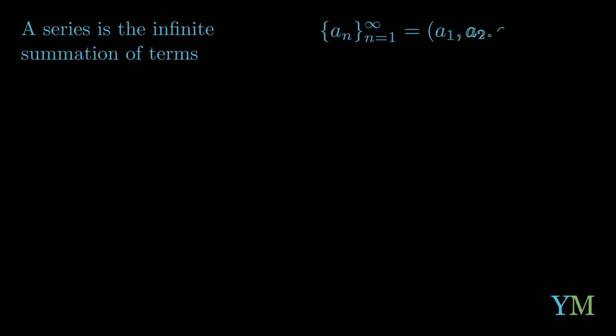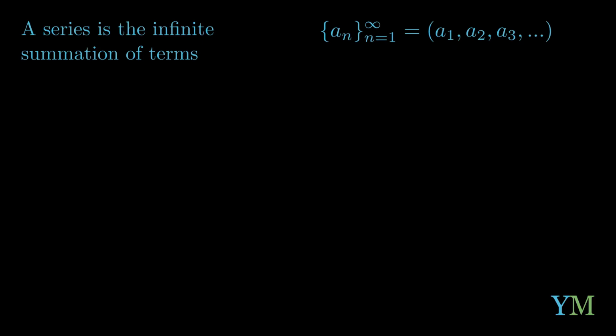But first of all, let's define a series. A series is the infinite summation of terms. If we just have an infinite amount of terms, we can add them up and basically sum an infinite amount of terms. So all we need is an infinite amount of terms. So let's bring back the sequence, the same sequence we saw in previous lessons. an when n goes from 1 to infinity.